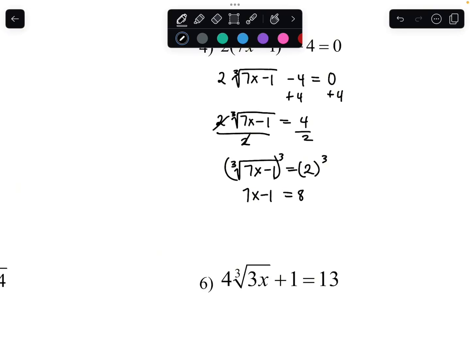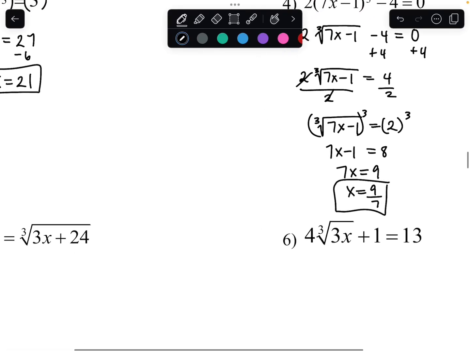And so 7x minus 1 equals 8. Add the 1, you get 7x equals 9. Divide by 7, you get x equals 9/7.